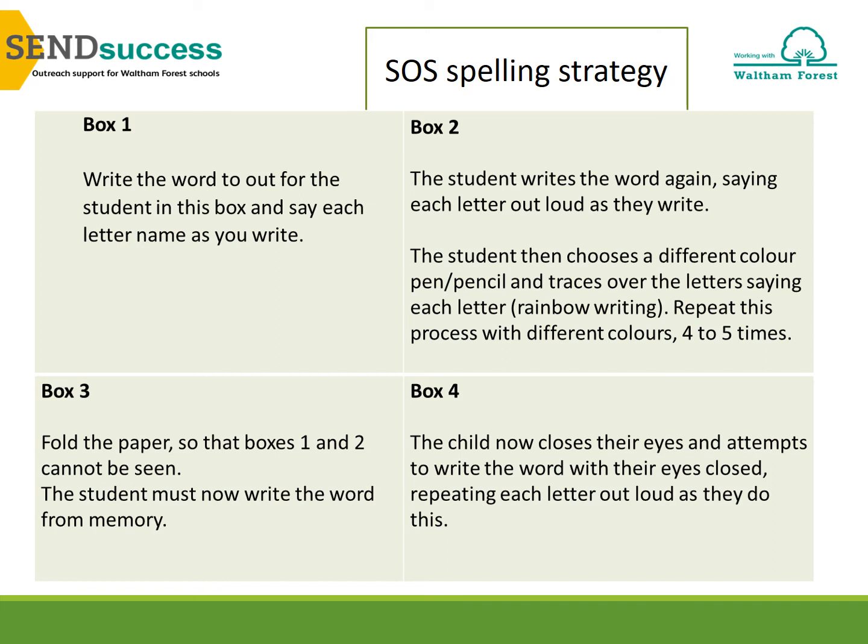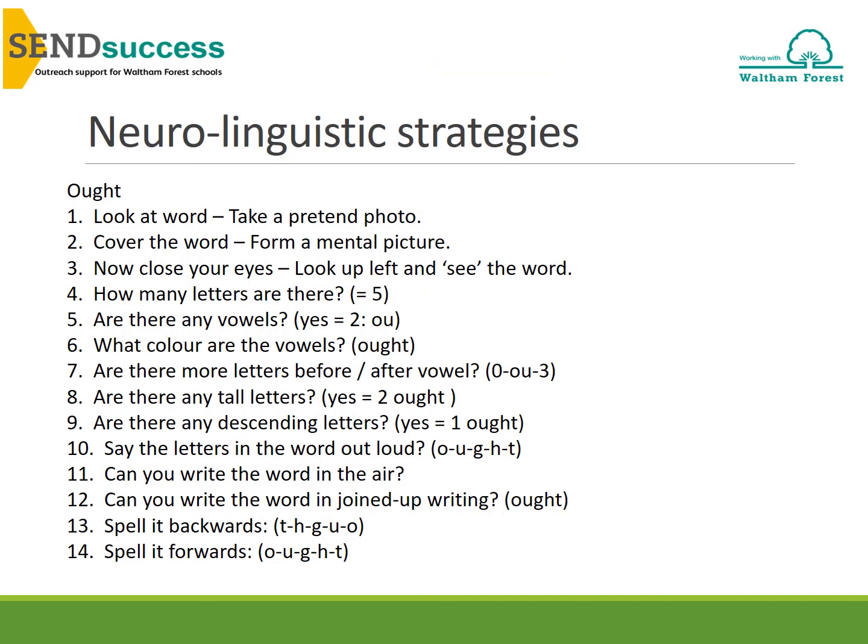And finally, in box 4, they would close their eyes and attempt to write the word with their eyes closed. So this is a very multi-sensory way of them rehearsing the spelling of a word. Another very multi-sensory way of learning new spellings is to use neuro-linguistic strategies.